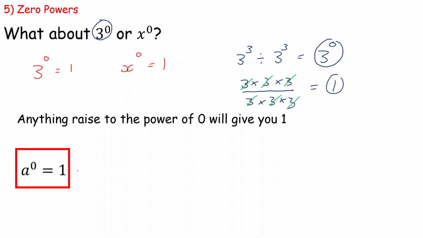And in general terms, we write it like this. So a, any number, it could be 3, it could be x, it could be a million, to the power of 0 gives you 1.